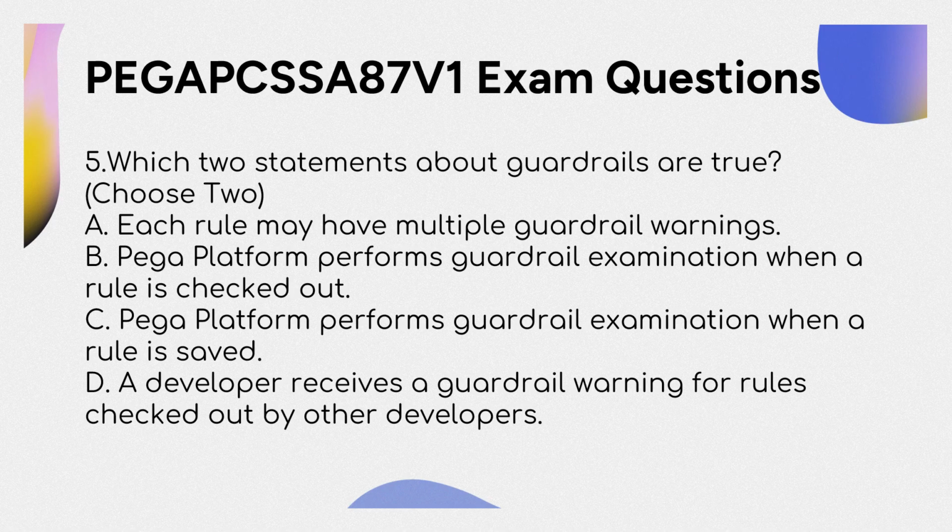5. Which two statements about guardrails are true? Choose 2. A. Each rule may have multiple guardrail warnings. B. Pega Platform performs guardrail examination when a rule is checked out. C. Pega Platform performs guardrail examination when a rule is saved. D. A developer receives a guardrail warning for rules checked out by other developers.